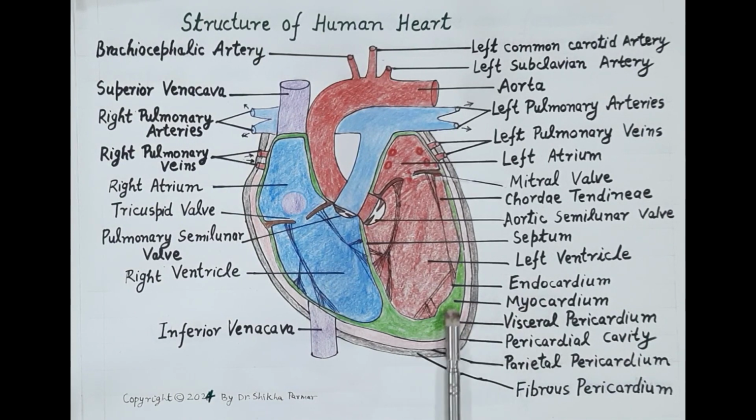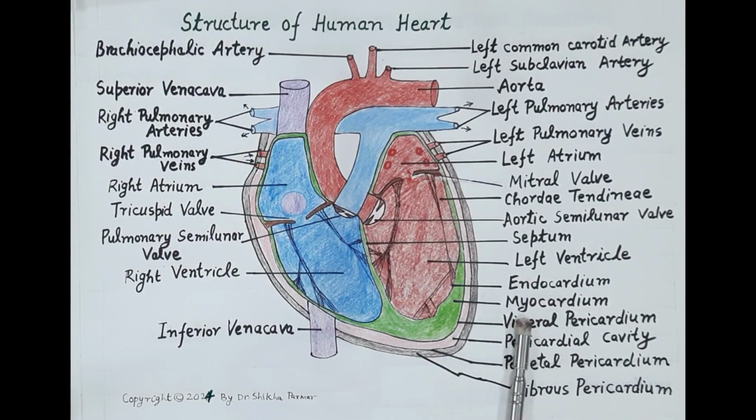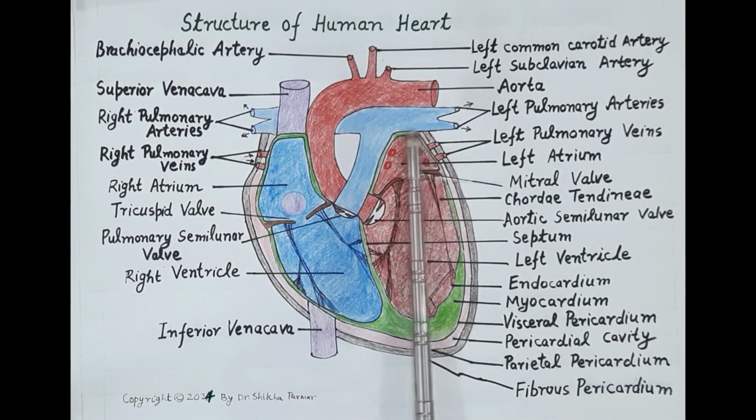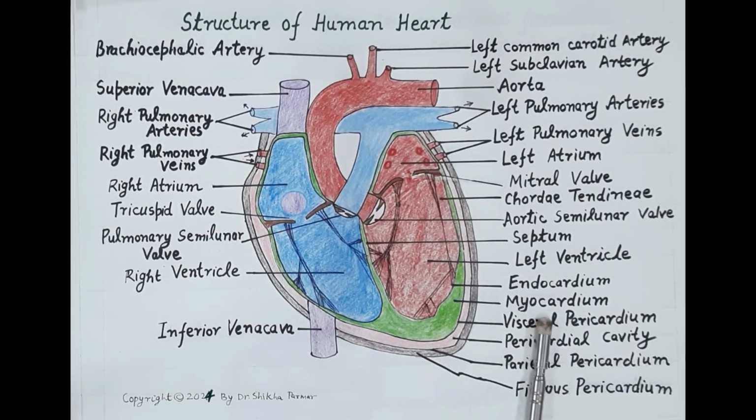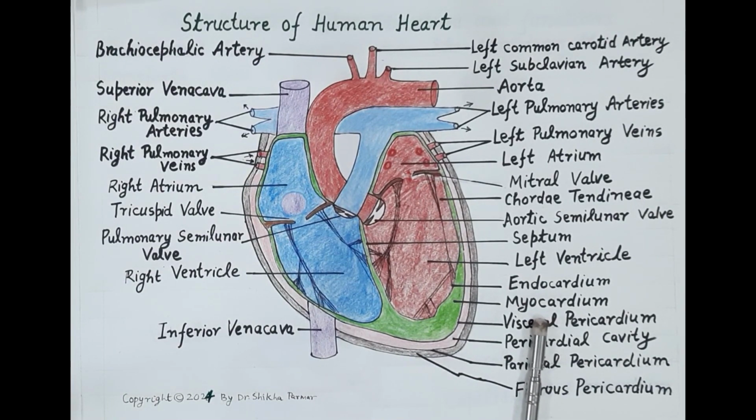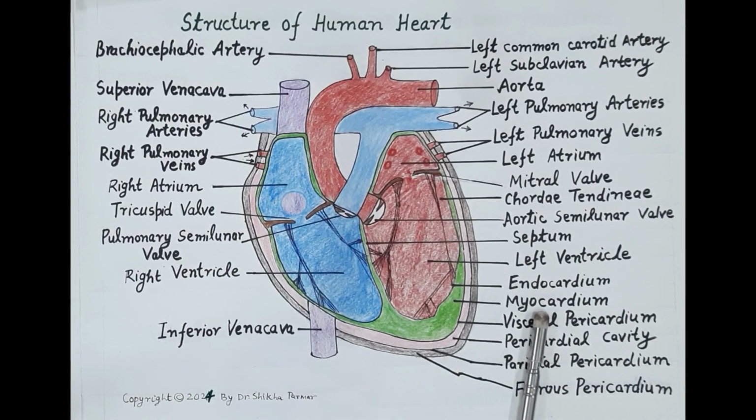This, shown in green color, is the myocardium. It is made up of specialized cardiac muscles that are found only in the wall of the heart. As you can see here, the myocardium is thickest at the apex and thins towards the base. The myocardium, that is the cardiac muscles, is responsible for the pumping action of the heart.